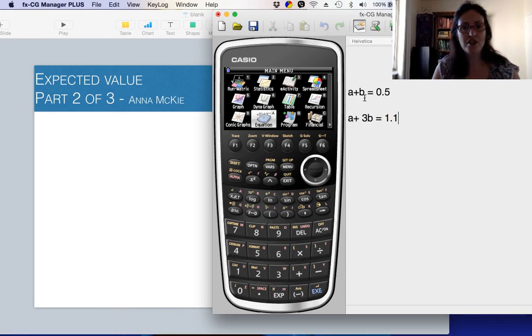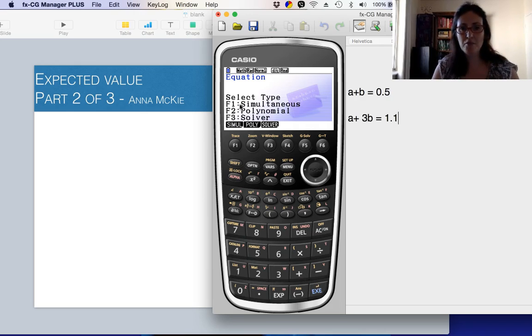So here we are. We've got these 2 equations. For Casio, it's in the equation menu, simultaneous, 2 unknowns, and here we are. So the coefficients 1, 1, and the C value 0.5, 1, 3, 1.1, solving. So we have A is 0.2 and B is 0.3. So add that to your notes that you're taking down.